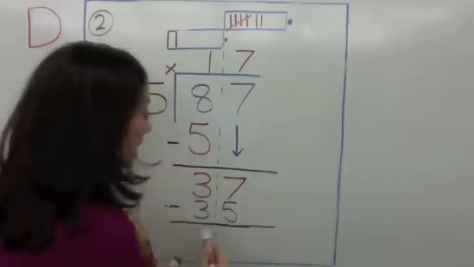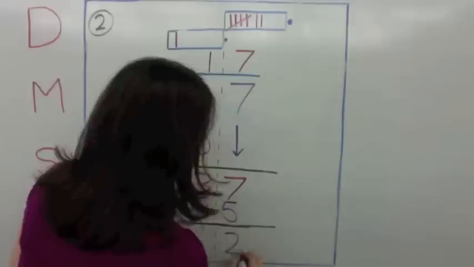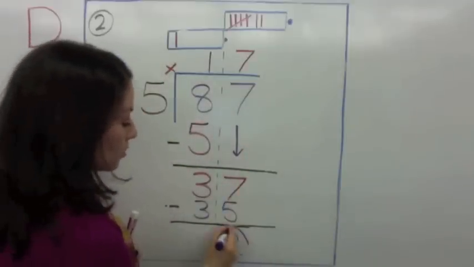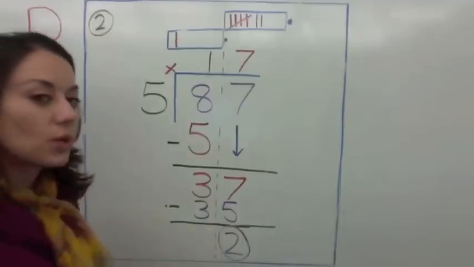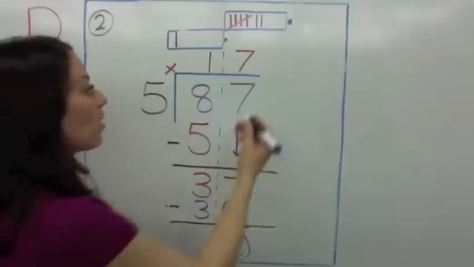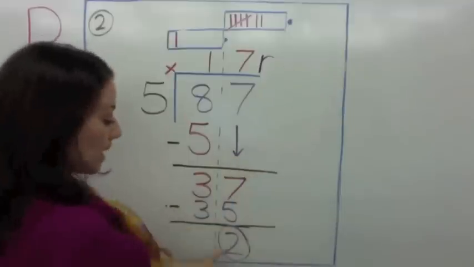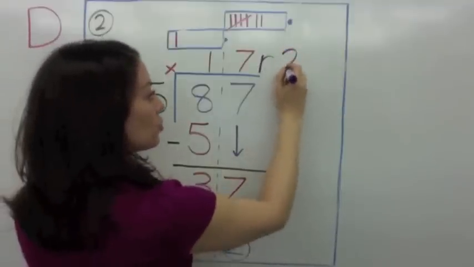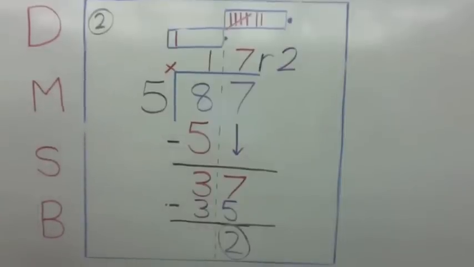Okay, and is there anything left to bring down? Is there anything left over here? No. So we're going to go ahead and circle that too, because that tells us what's left over. We call it a remainder. So the answer is 17, remainder, what's left over? 2. 17, remainder 2. Go ahead and write that down.